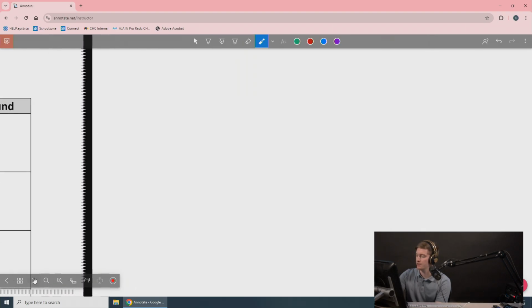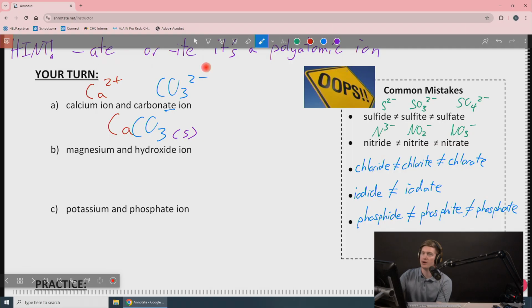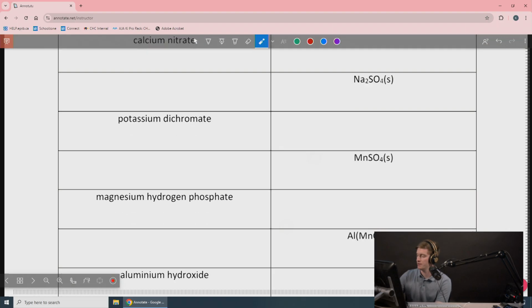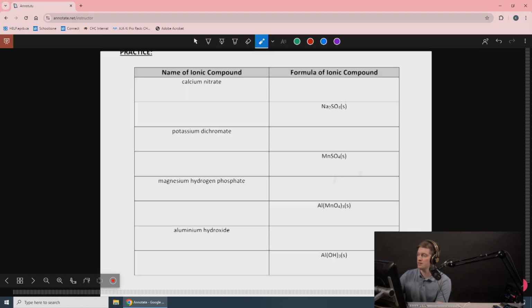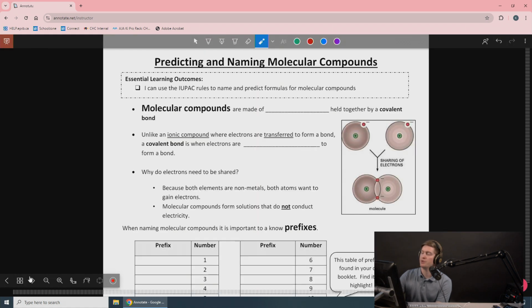So read carefully when you see these names. If you see something that ends in ate or ite, it's a polyatomic ion. There's some good practice here. I would encourage you to try these questions. And for our next lesson, we're going to move away from ionic compounds and talk about the other type of compound, molecular compounds, and how you can name those.